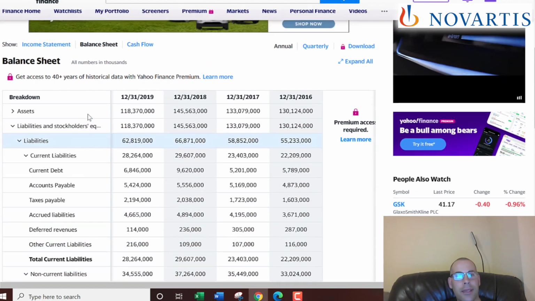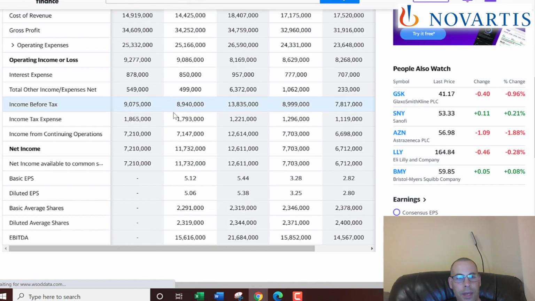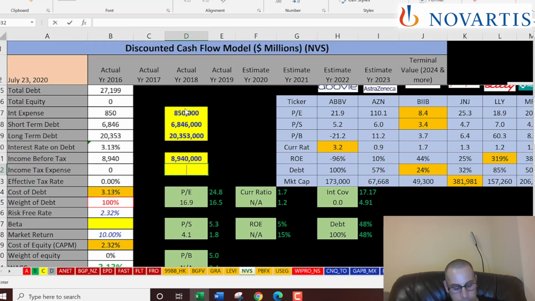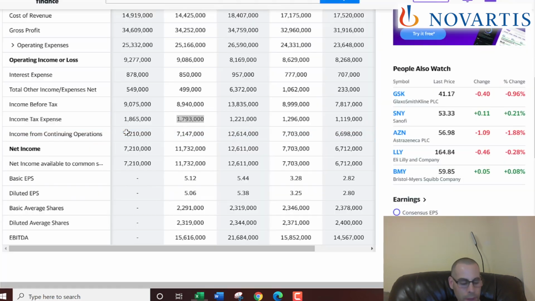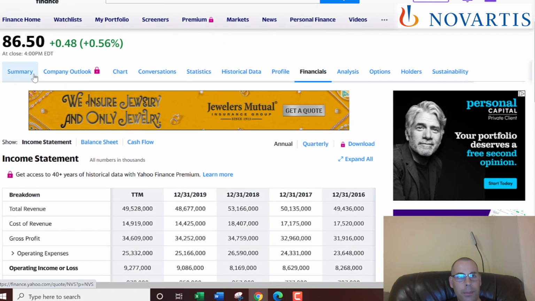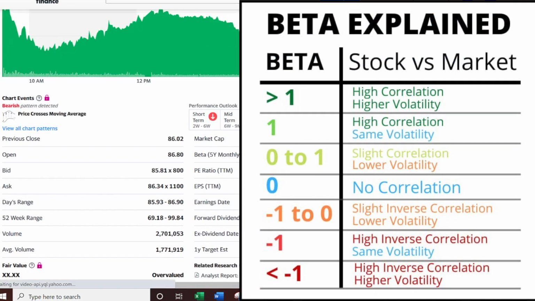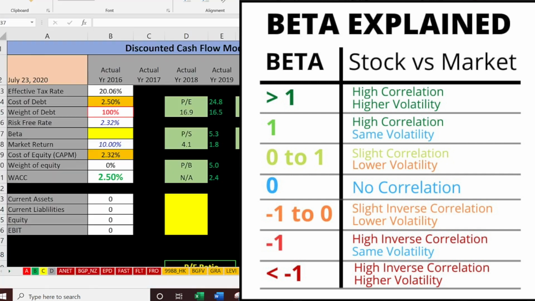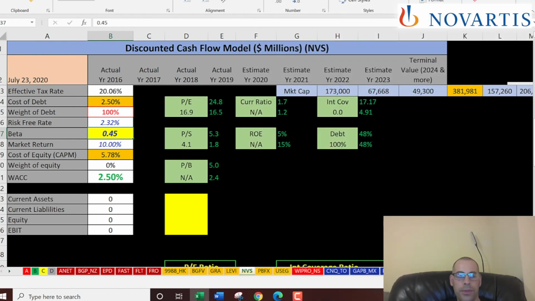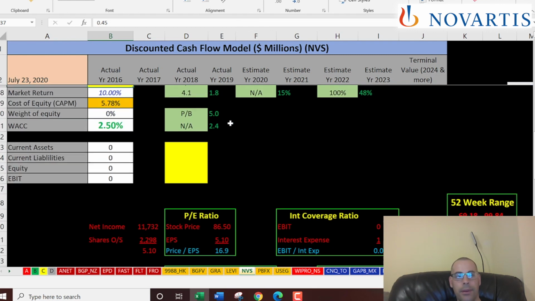Debt payments are tax deductible, so let's get the effective tax rate. Go back to the income statement, get the income before tax, $8.9 billion. The income tax, $1.8 billion. So the effective tax rate is 20%, so the cost of debt is 2.5%. Next we need the cost of equity, and we need the beta to figure that out. The beta is how volatile the stock is relative to the market. And the beta is 0.45, so the stock moves roughly half what the market moves. The lower the beta, the lower the risk, and the lower the weighted average cost of capital.